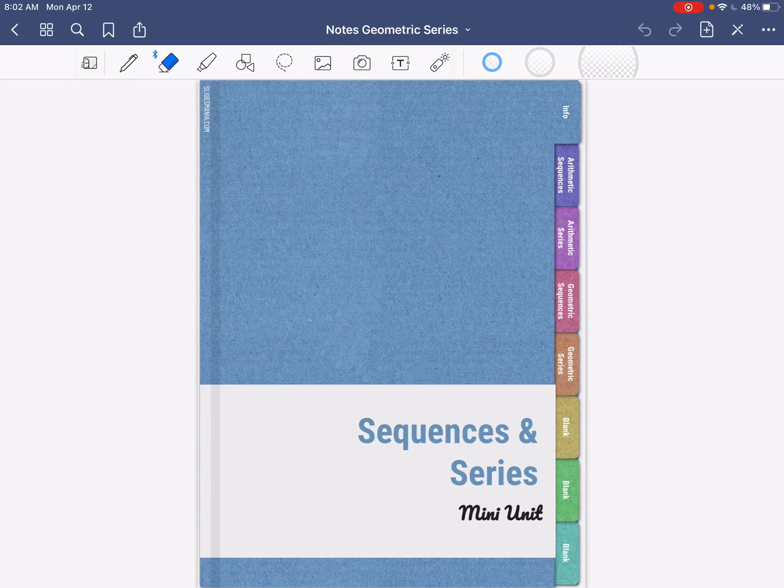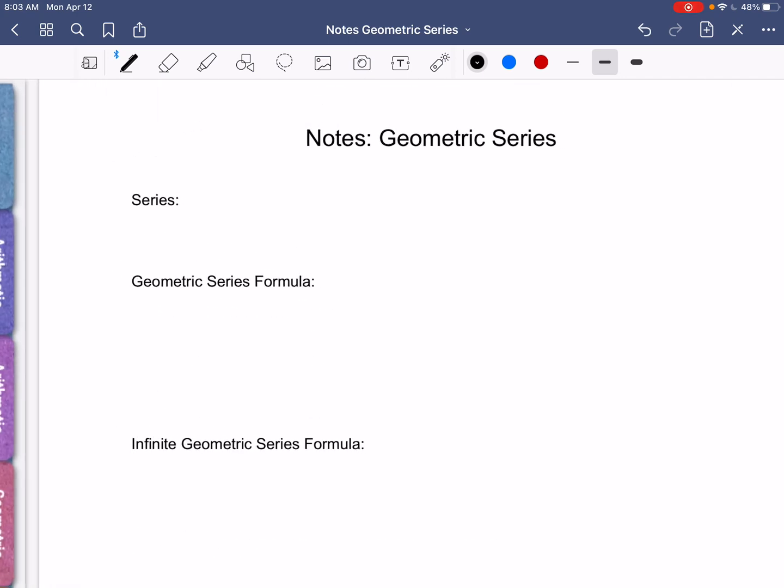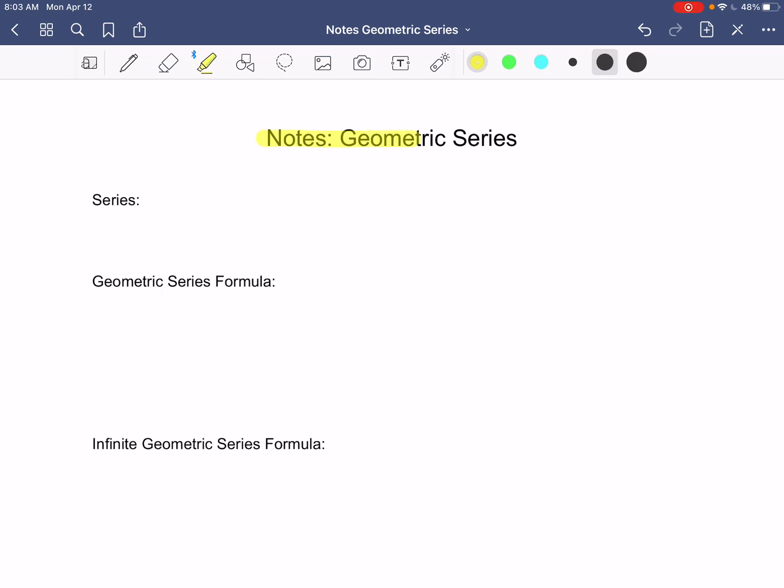Hey guys, this is our last set of notes for our little sequences and series mini unit. So we're going to be down here on slide 10 and 11 for geometric series. So at the top of your paper, go ahead and put your title.